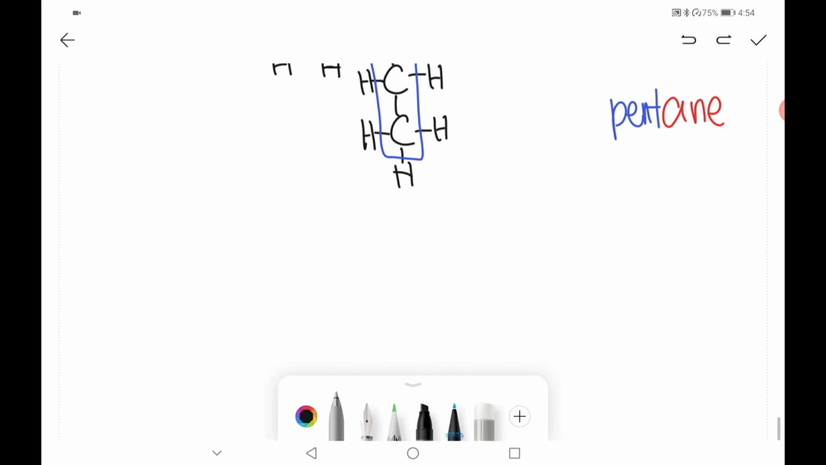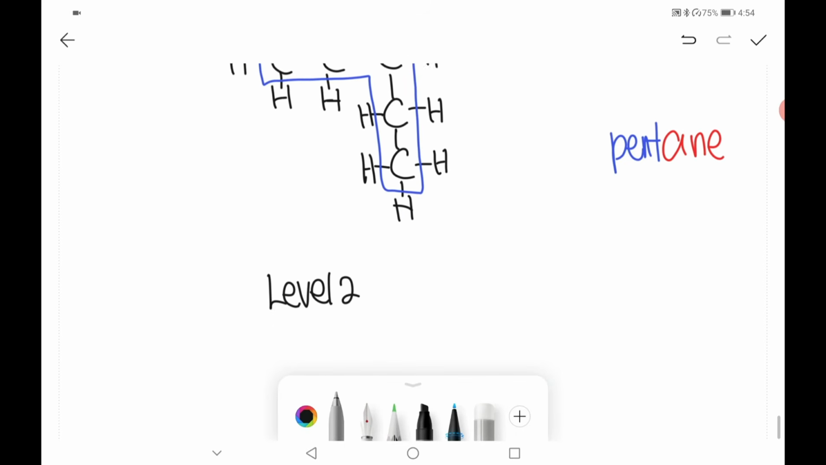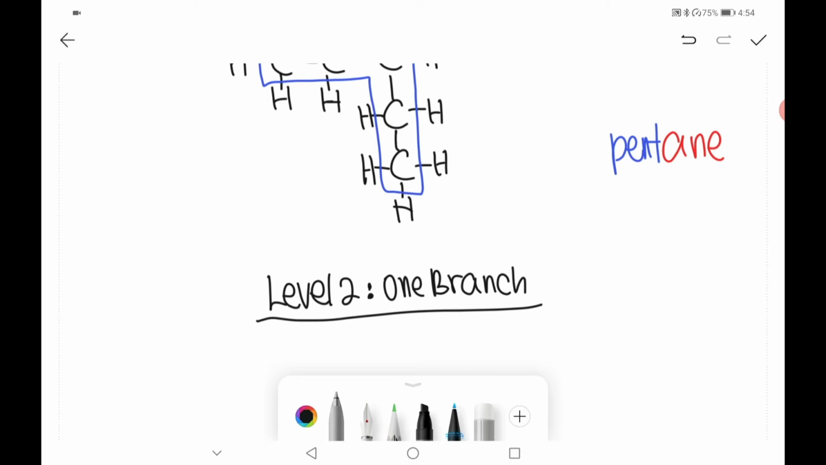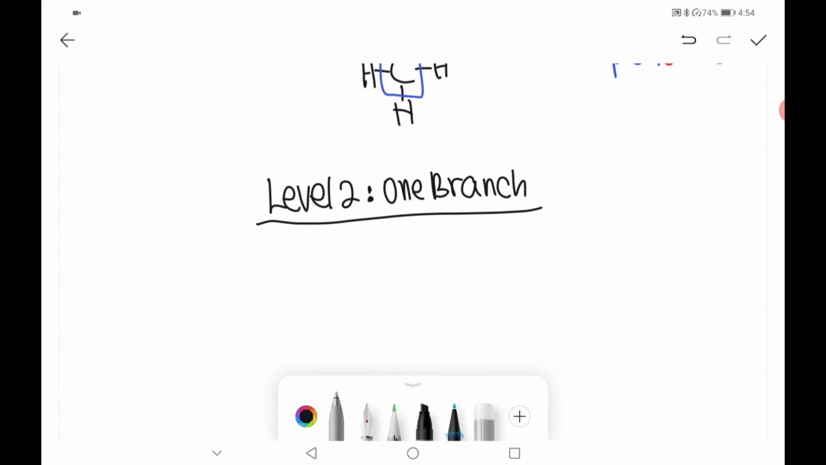So let's increase the difficulty and go for level 2. Level 2 is the case when you have one branch. What if there is one branch in the carbon compound? If we have one branch, what should we do? Here you have two cases: one is a non-carbon branch and one is a carbon branch.